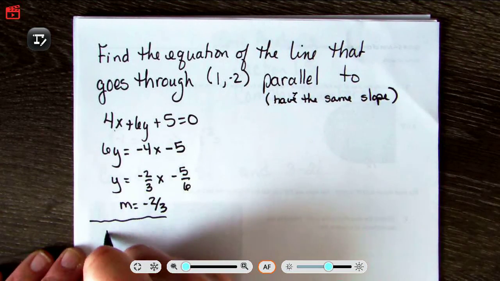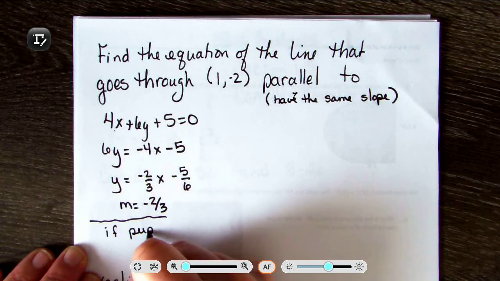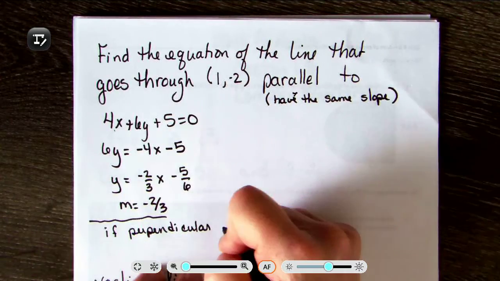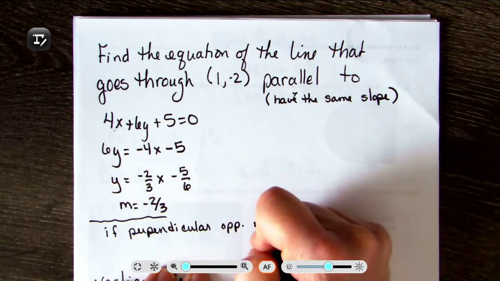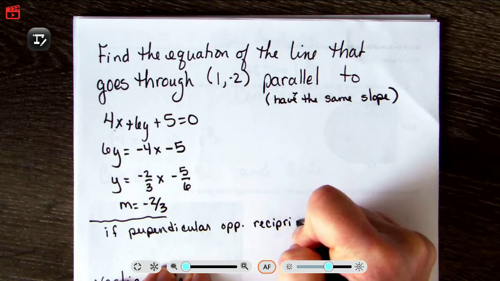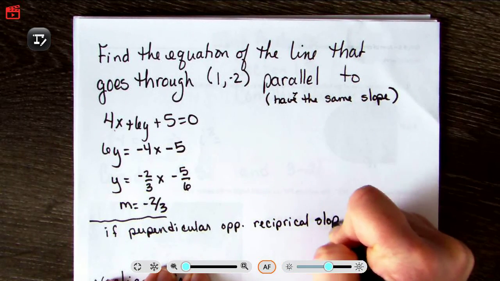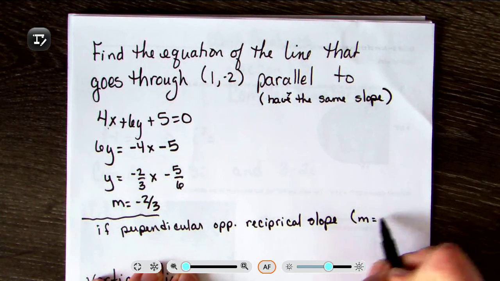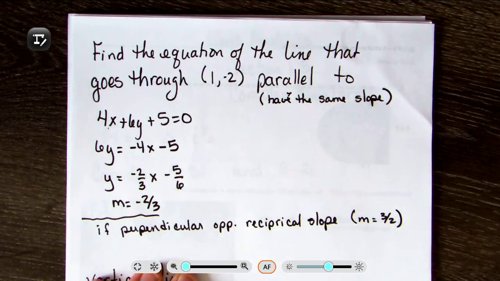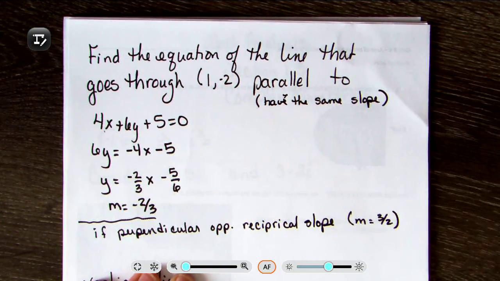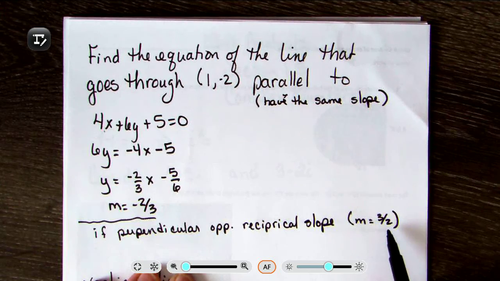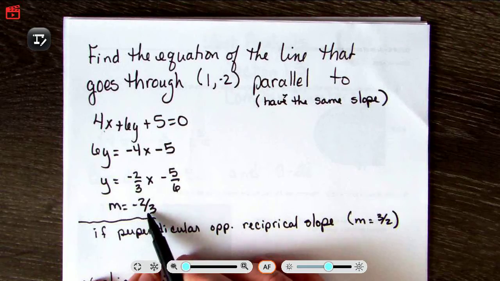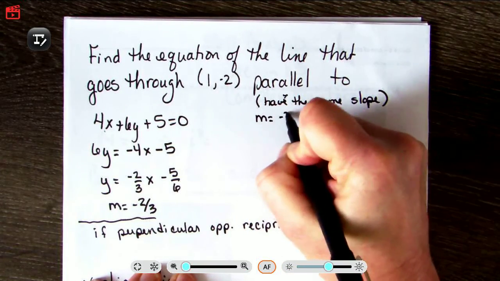Just as a side note, if they were going to be perpendicular, that means they have the opposite reciprocal slopes. So in this case, our new line would have had a slope of 3/2. So not negative, but the opposite of a negative is a positive, and then the reciprocal, 3/2. But we wanted to be parallel, so we're going to go back to this negative 2/3. So that means my m is a negative 2/3.